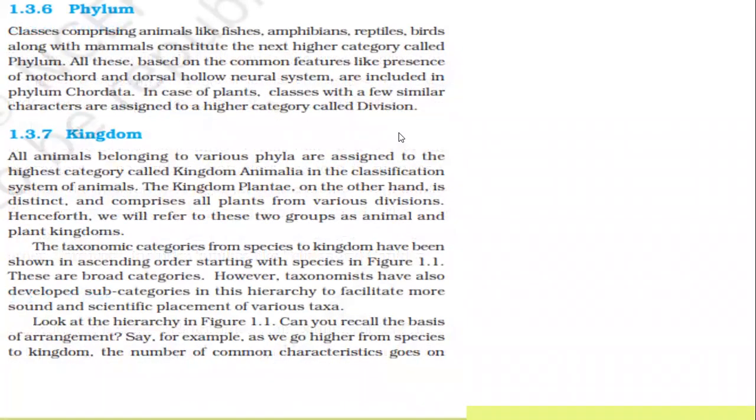Next is phylum. Phylum is a higher category, based on common features like the presence of notochord and hollow neural system, including phylum Chordata. Kingdom is the highest category.